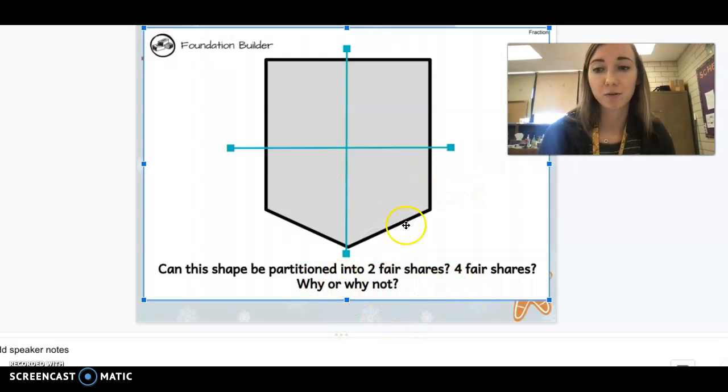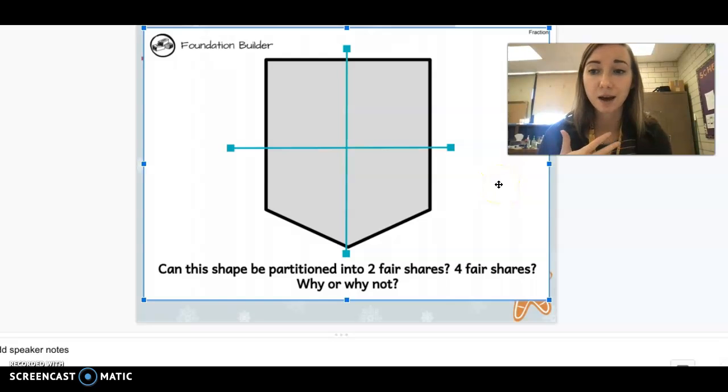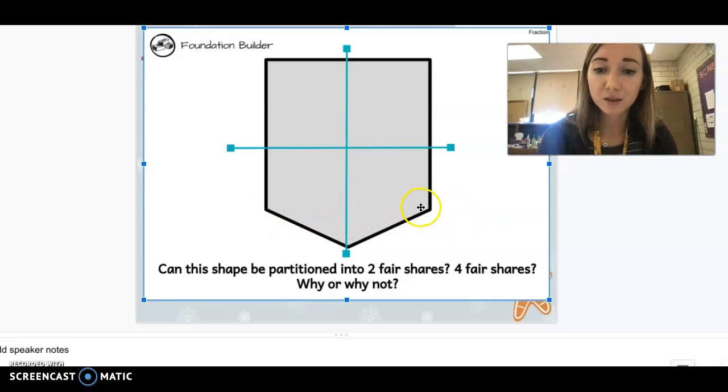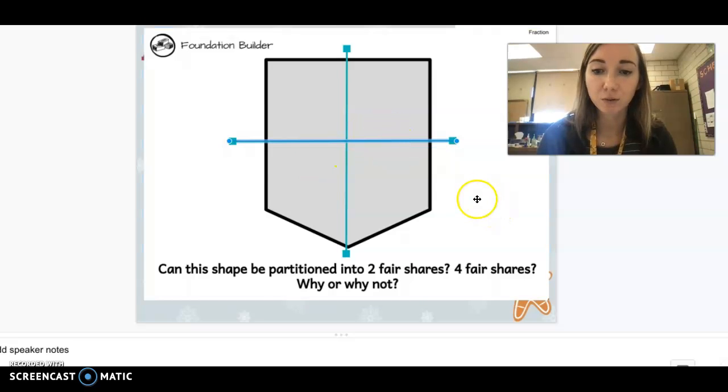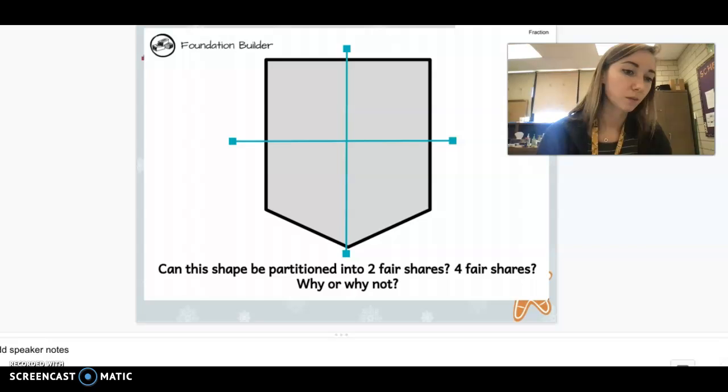And why can't we have 4 fair shares here? I want you guys to think about that. So some people are pointing out that there's some extra space over here, which makes it a lot harder to create 4 equal parts. So we cannot partition this into 4 fair shares. So that is our last shape.